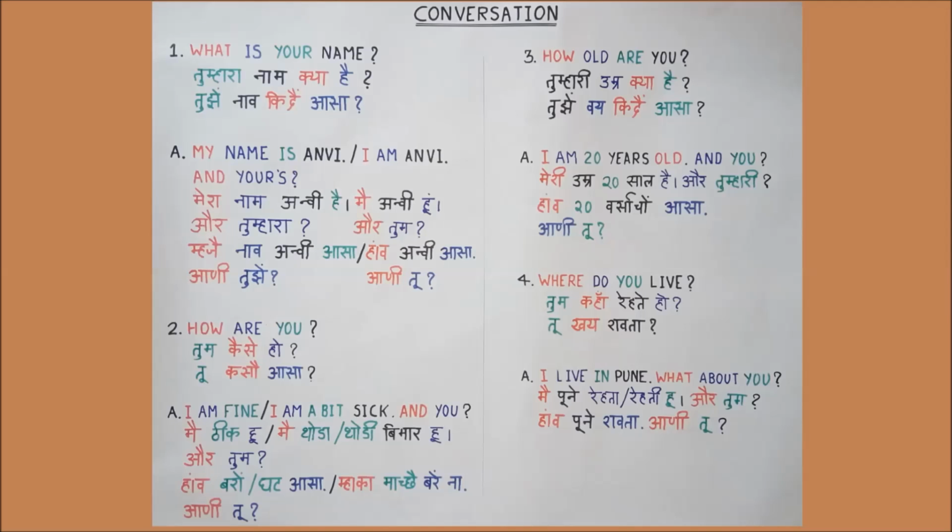Okay guys, so today lined up are 4 questions and they are: what is your name, how are you, how old are you, and where do you live? And what I did is, for ease of understanding, I wrote the same question in 3 languages. One is English, second is Hindi, and third is Konkani. And one more thing to clarify is, in the language Konkani we say Konkani, not Konkani. Konkani is said in English.